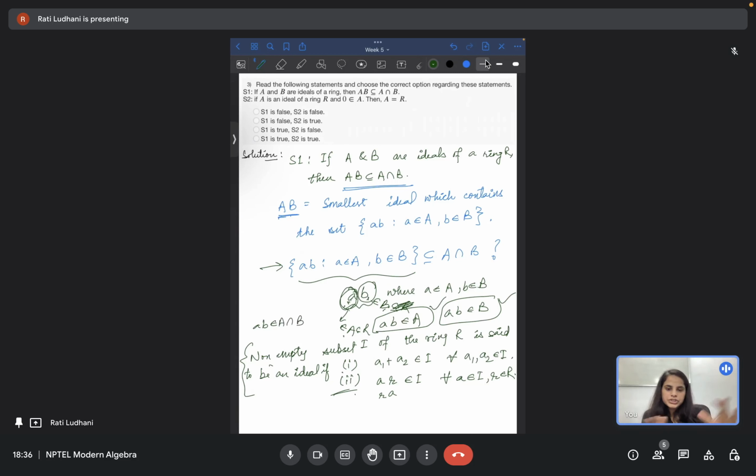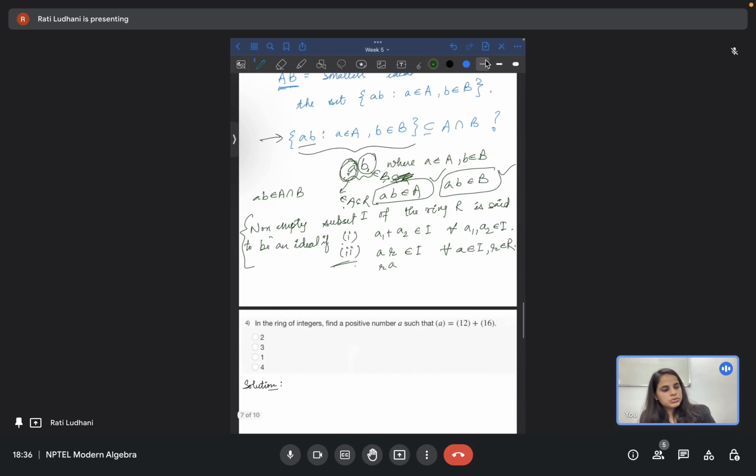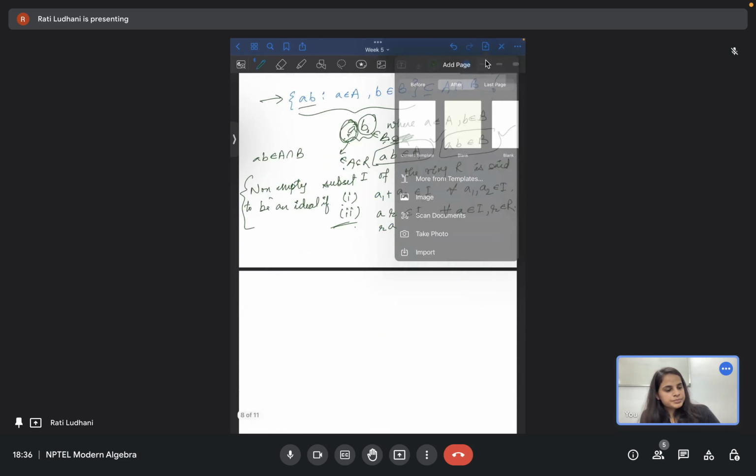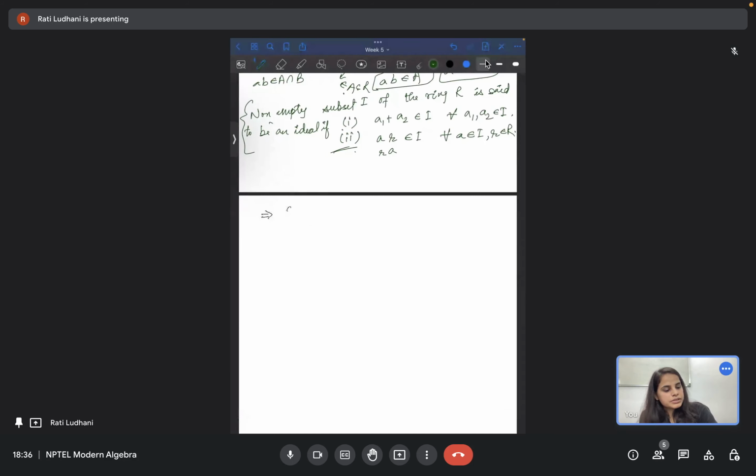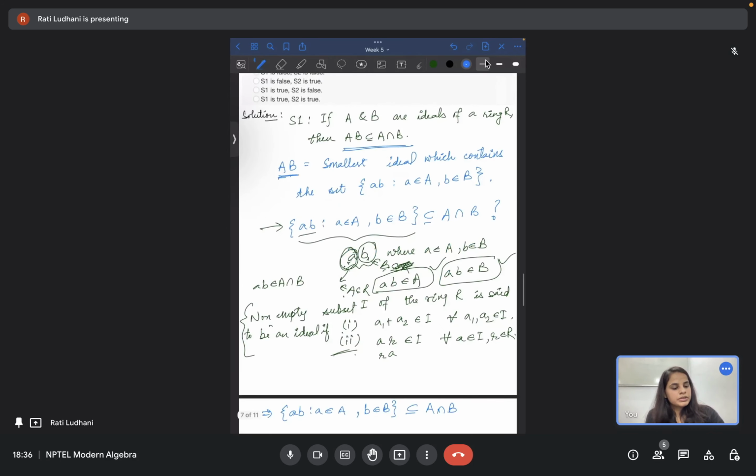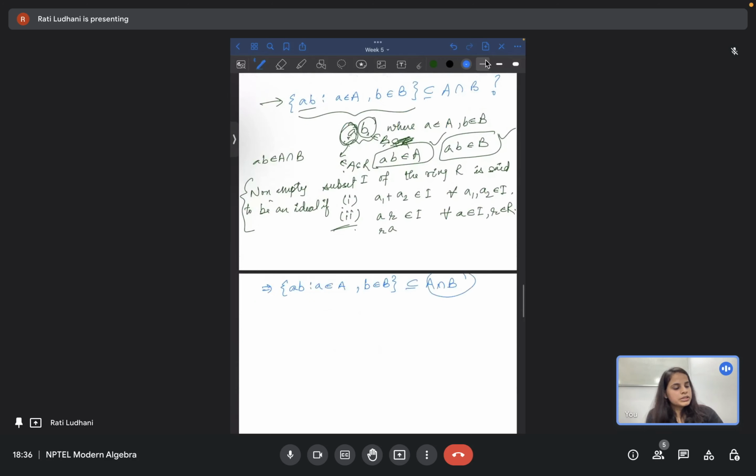And you have considered any general element of this set. So this implies the set AB, where A belongs to A and B belongs to B, is a subset of A intersection B, right? So you have this. Now according to the definition of AB, and you can check A intersection B is an ideal.